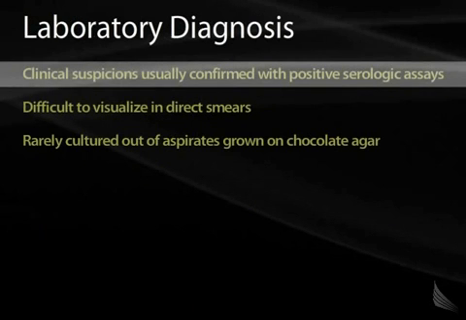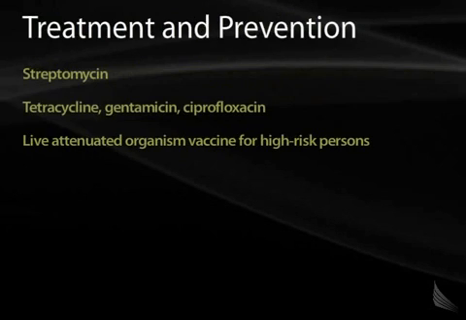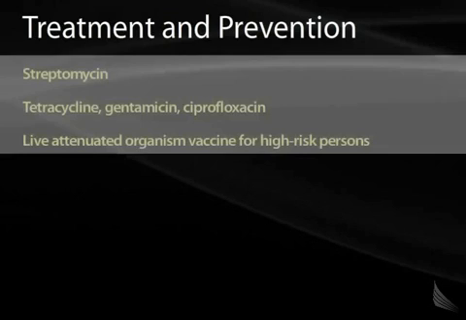Lab diagnosis depends highly on your clinical suspicion. This is not something that you're going to see every day, and so you'll only run these tests occasionally, but you'll run serologic assays to look for the bacteria. It's difficult to visualize on direct smears, and it's rarely cultured out of aspirates grown on chocolate agar. Treatment includes streptomycin. Tetracycline, gentamicin, and ciprofloxacin are also acceptable.